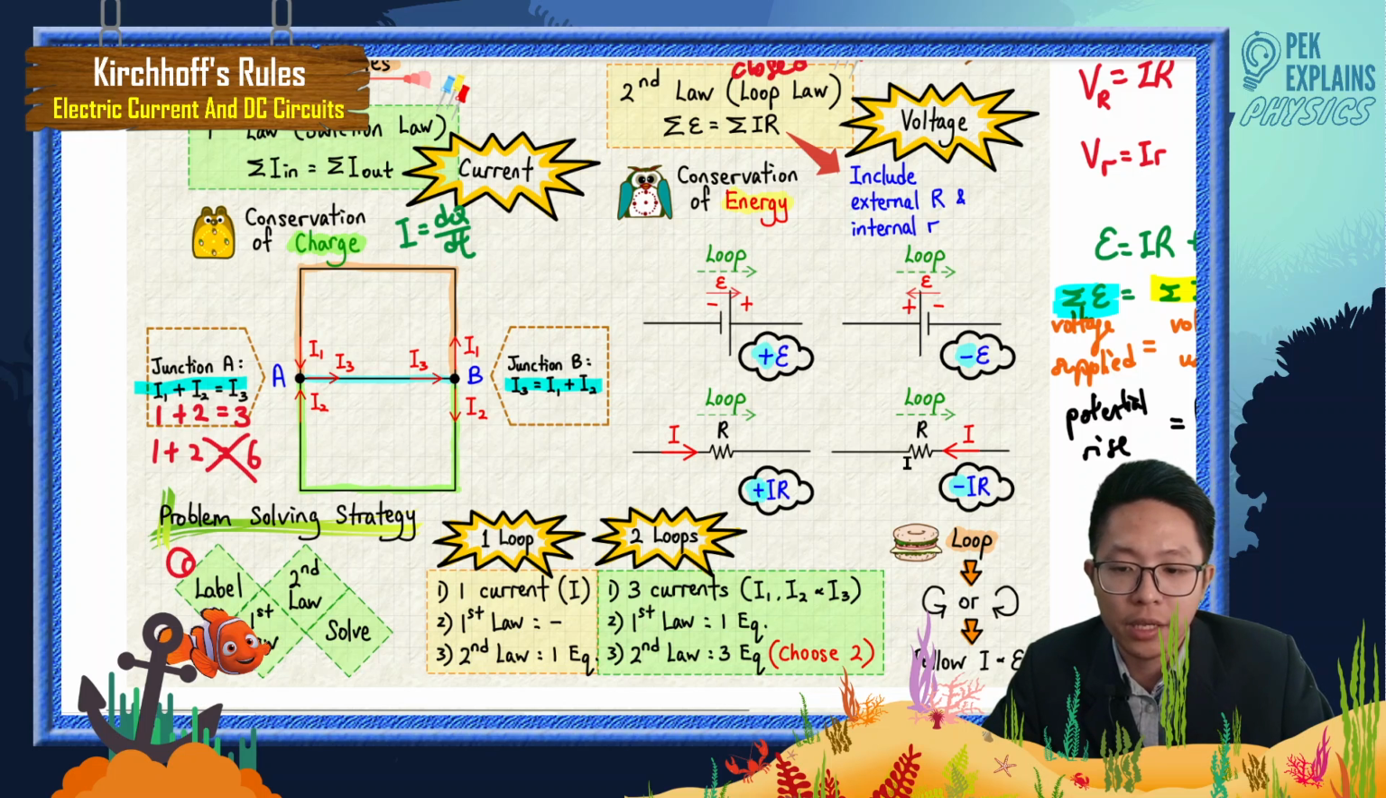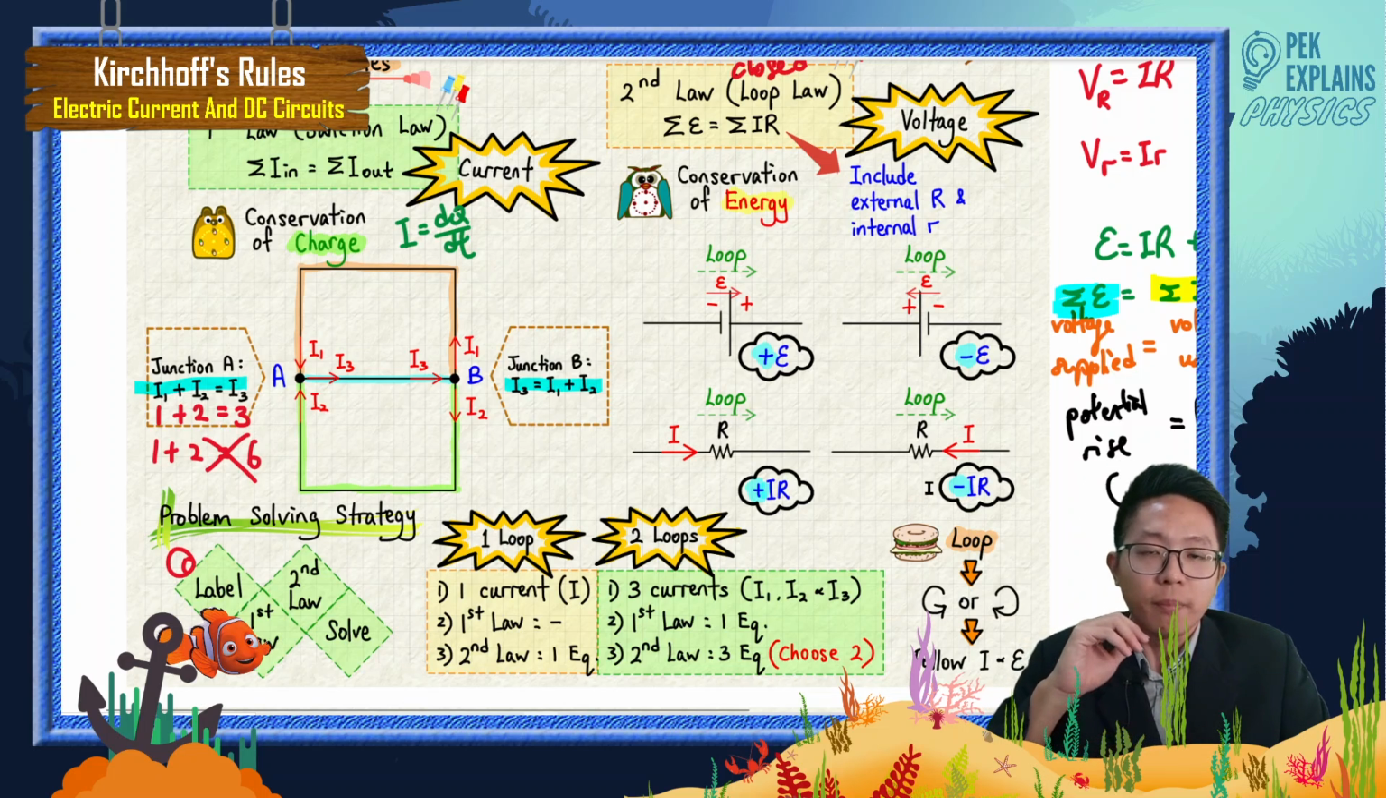I label the current at each resistor, external resistor and internal resistor, because I want to determine positive EMF or negative EMF. I need the direction which I label to compare with the loop direction. If same direction, positive; if opposite direction, negative. I also need to label the current at each resistor so that later on I can compare the direction of current and the loop to determine whether it is positive IR or negative IR.